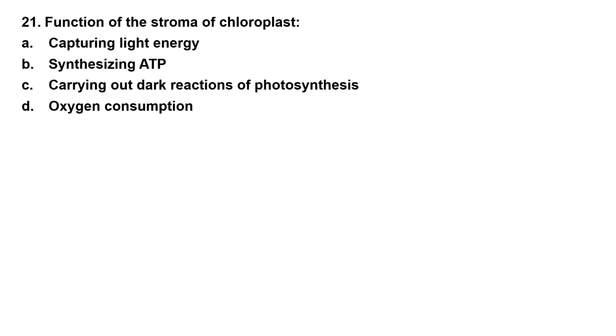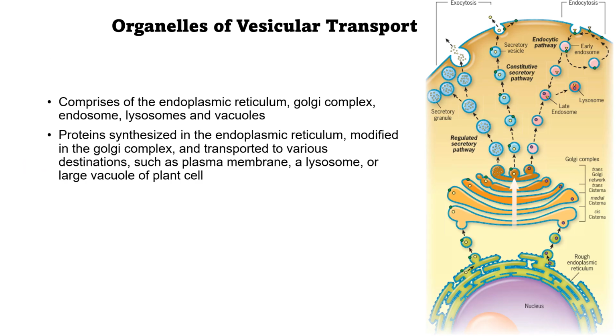Now, this is again a repetition. I don't know why it's repeated. Now, organelles of vesicular transport. This is another thing which was covered. In eukaryotes, vesicular transport is another aspect.